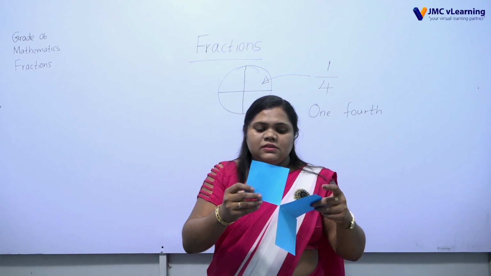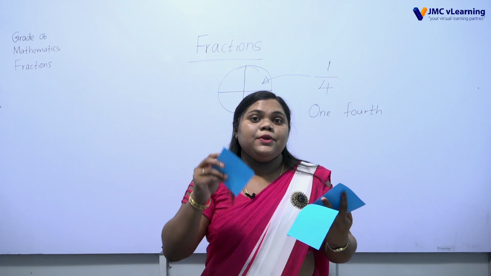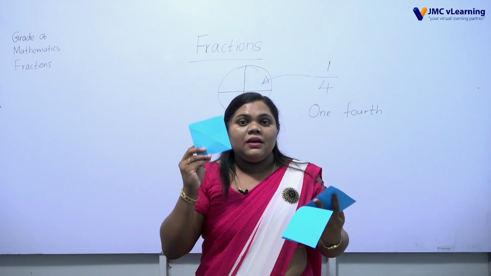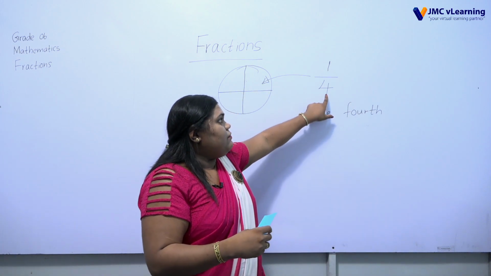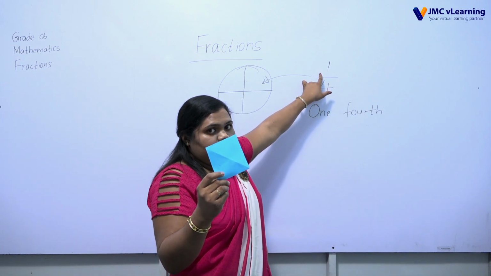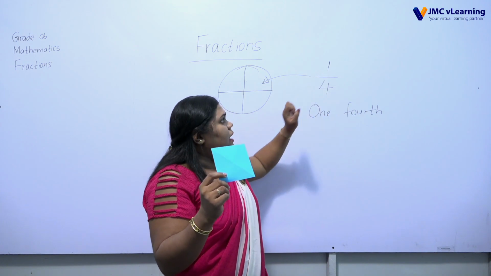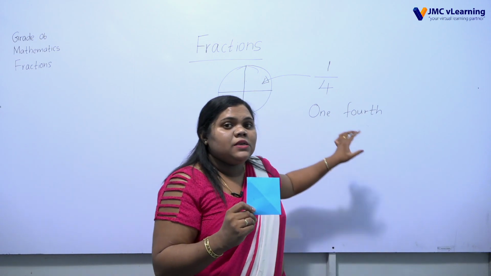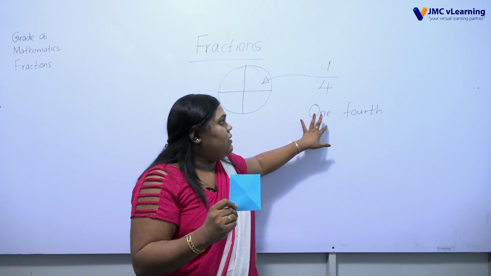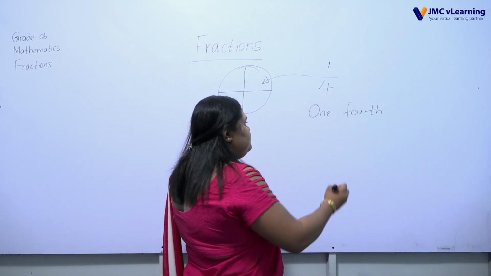Now see this. First there was a whole one. After that I took one part. How can we call this one part? Altogether 4 parts, and I took 1 part. So I can call this 1/4. When we see this 1/4, generally we call it a quarter.